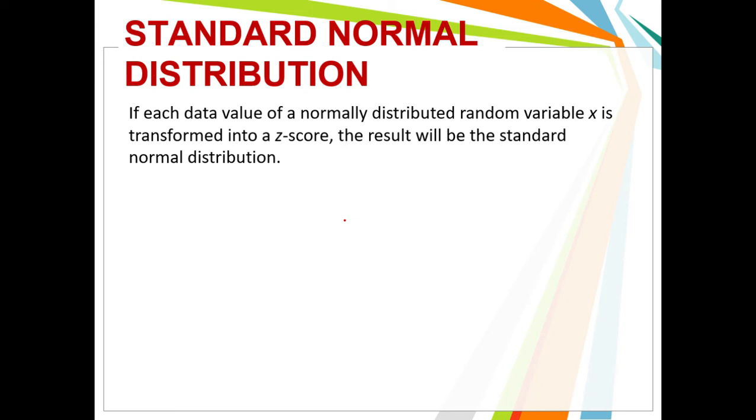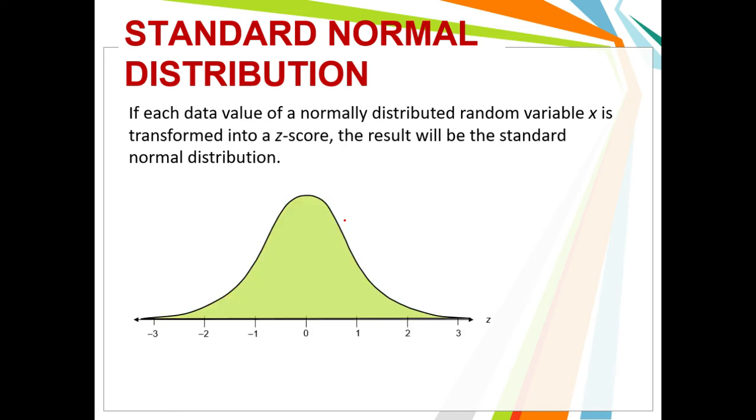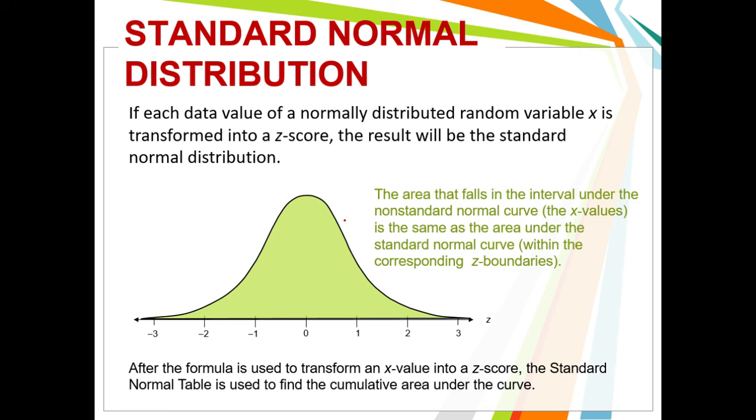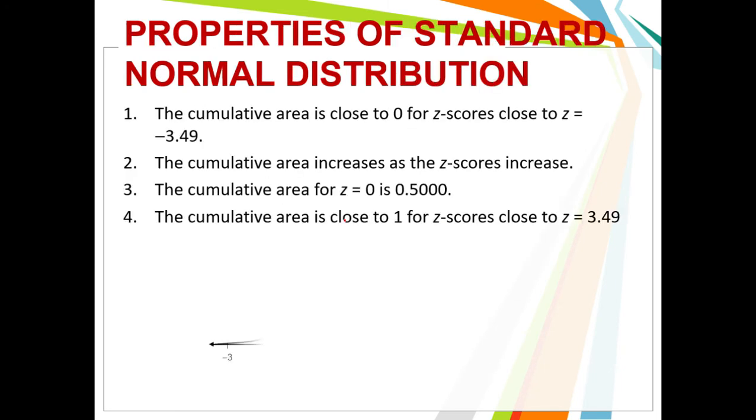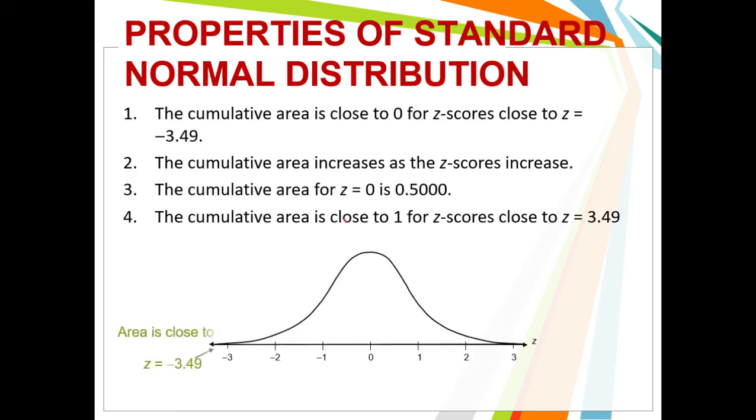Okay? So if each data value of a normally distributed random variable x is transformed into a z-score, the result will be the standard normal distribution. Okay, so yun nga ulit, no? That's how our standard normal distribution looks like. 0 is the line of symmetry, and positive values of z-scores to the right, negative values of z-score to the left. Okay, so specifically these are the properties of our standard normal distribution.